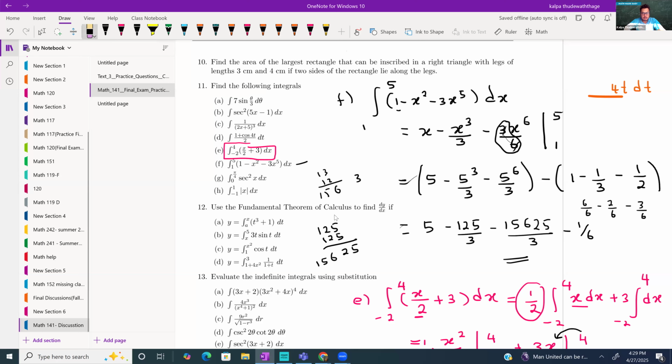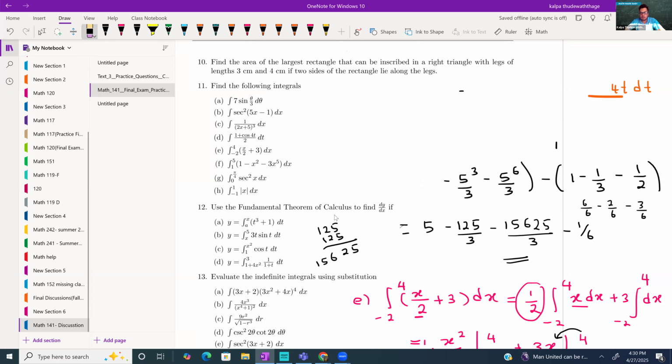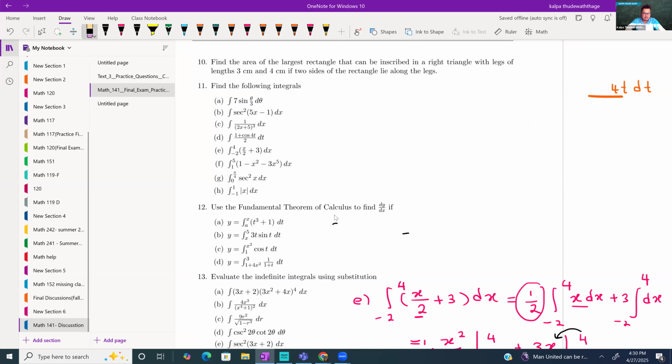Okay, let me go and explain G. These are basic integrations where you use the power rule, basic sine, cosine integrations, and so on. Let me see. Secant square is again easy. We did it. More challenging than that one.